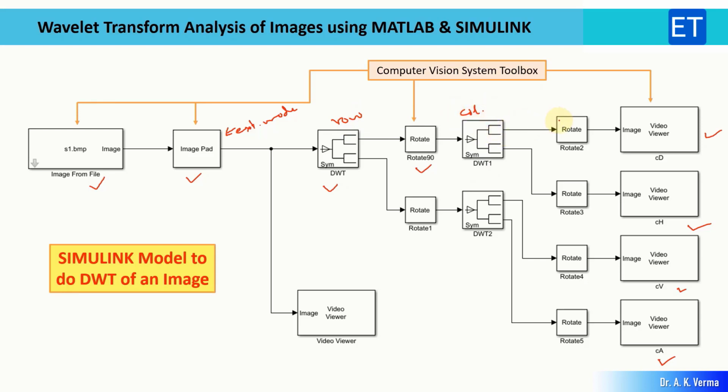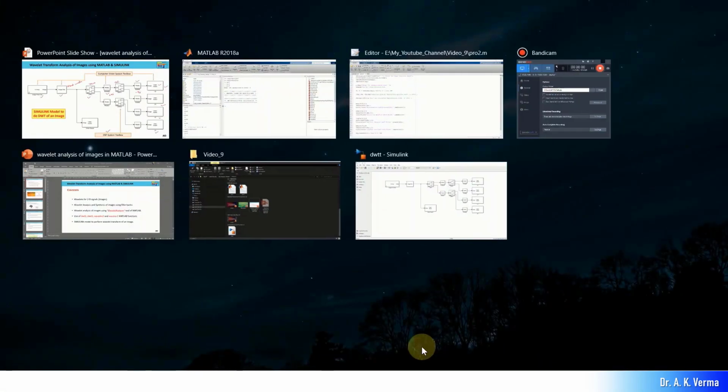Since the image is rotated, to get its original orientation we rotate it again, but by minus 90. This one is a plus 90 rotation, and this is a minus 90 rotation, so you get the image in the original position. This is for the image viewer, so you get the output image here. Right, so let me try this in Simulink. These DWT blocks are taken from the DSP System Toolbox. So let me jump to Simulink.